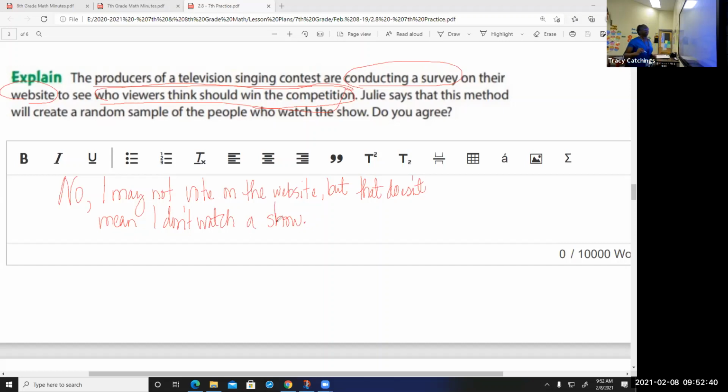If you've ever watched the voting show, they always have different ways you can vote for who you think should win. I like to see the people competing, but I don't always do that extra part where they tell me to vote. I mean, that is not a random sample. Any questions about it?